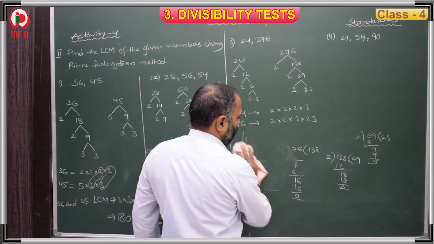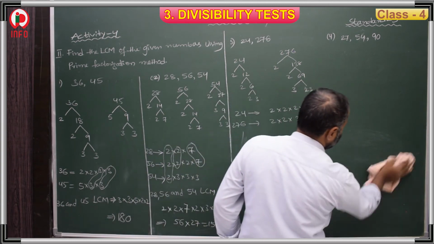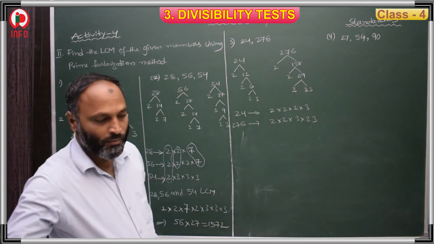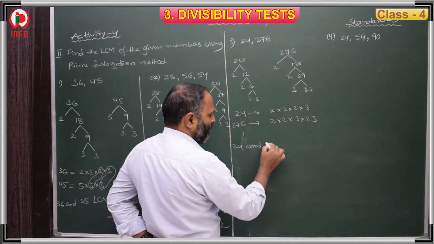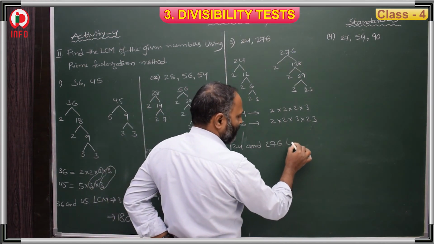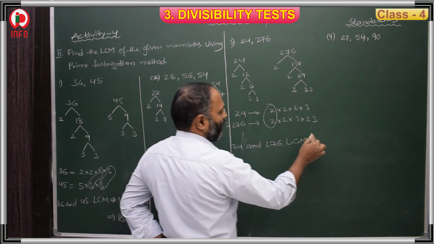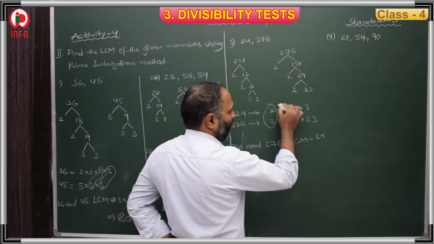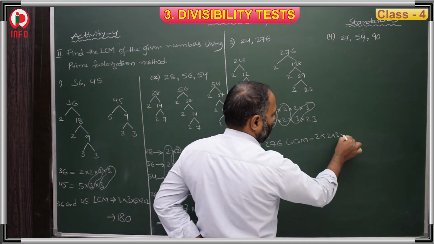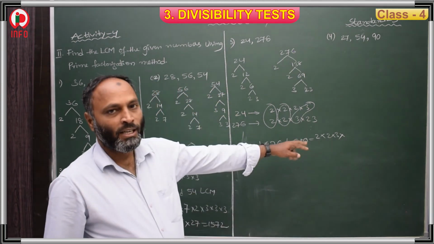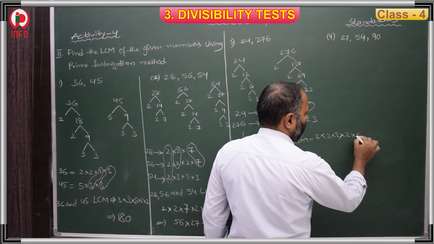Then after finding prime factors, LCM of 24 and 276. 1 2 we have to take, 1 2 we have to take, and 1 3 we have to take. Then after that, whatever single is left, that we have to take: 23.